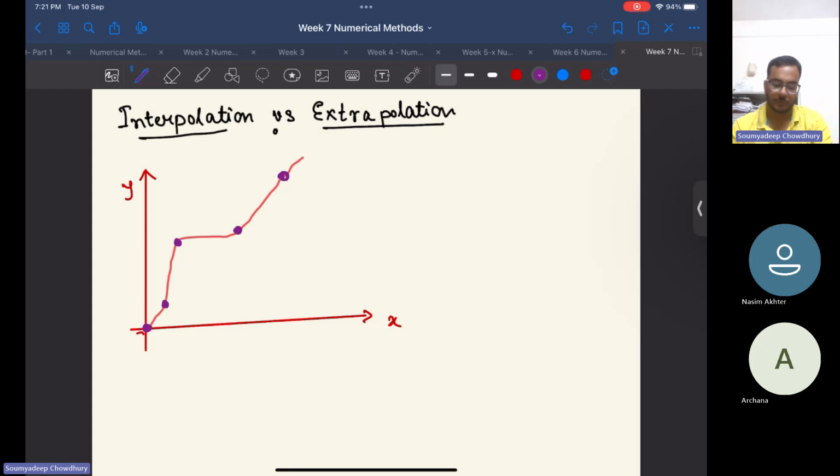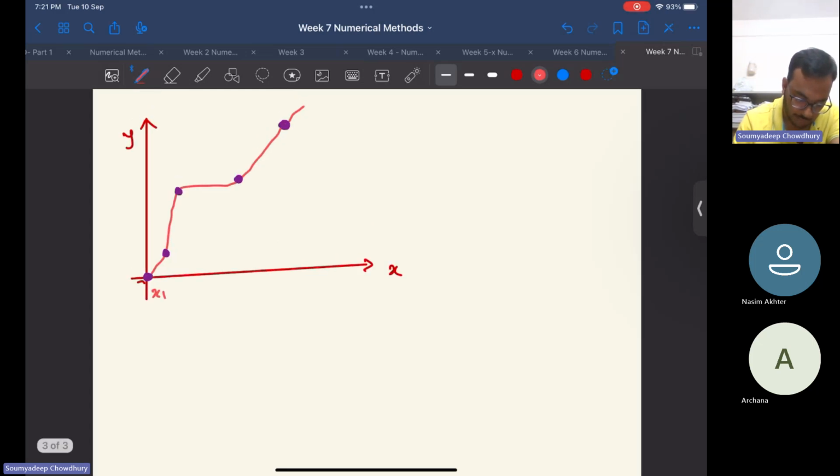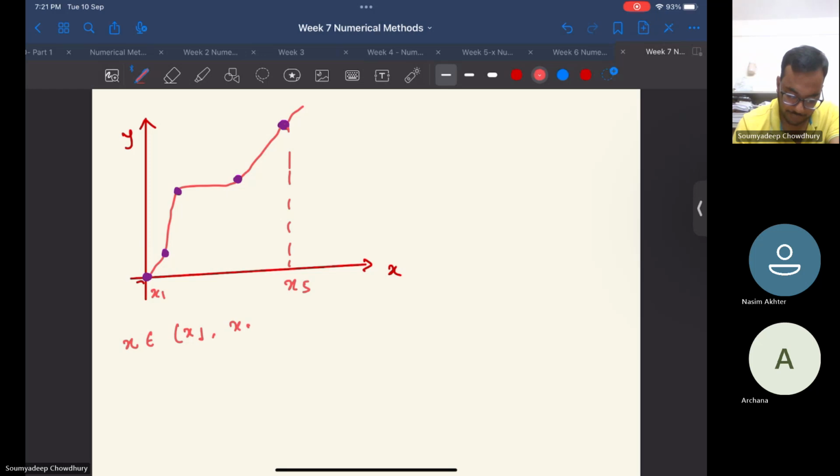So what is the domain of this function? That is the value of x here. Suppose this is x1 and here it is x5, with x1, x2, x3, x4 in between. So your x should always belong to this range. Suppose the equation of this interpolating polynomial you have obtained. It is some 1, 2, 3, 4 points, right? So you'll get a cubic equation. Don't worry about this, I'll explain it.